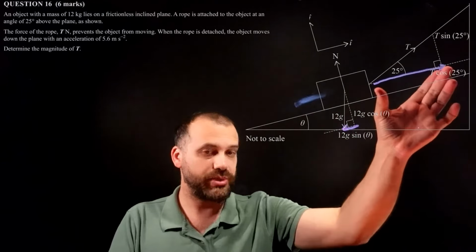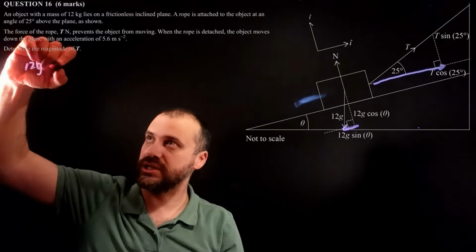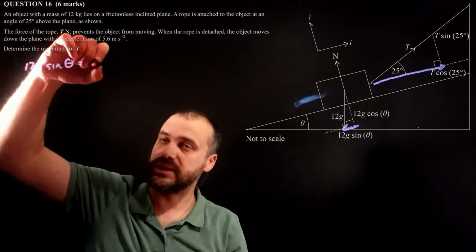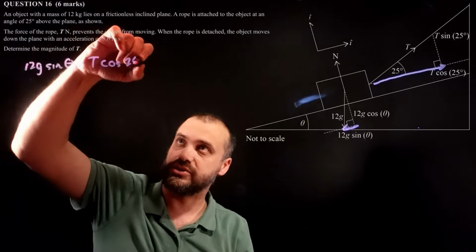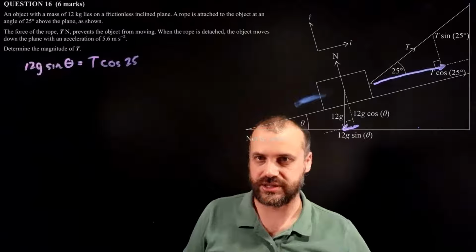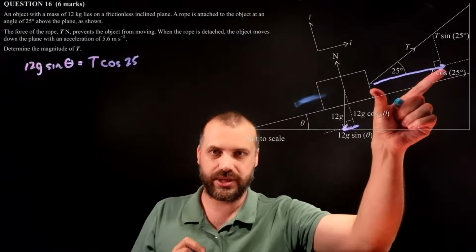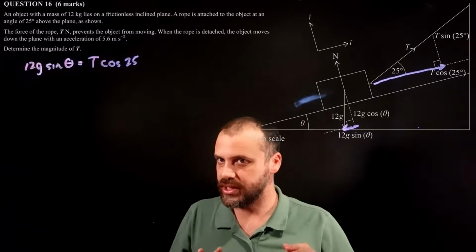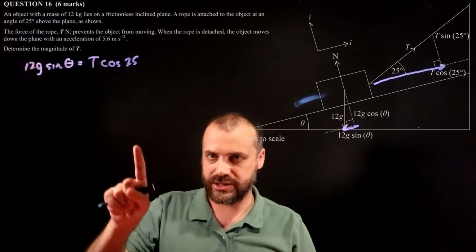This must be equal to this. So we get a nice little equation: 12g sin theta must be equal to the tension in the string times cos 25 degrees. All right, so there's a nice little relationship between this one and this one here. I'm not sure it's super necessary to follow this along, but let's go a different way.